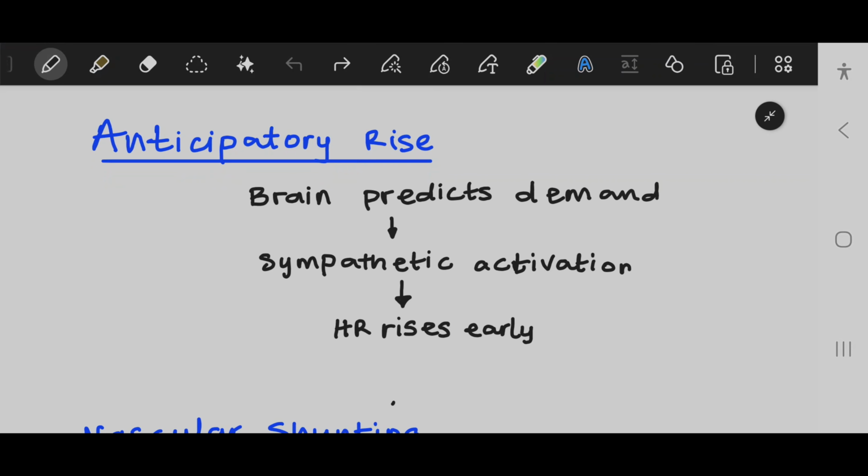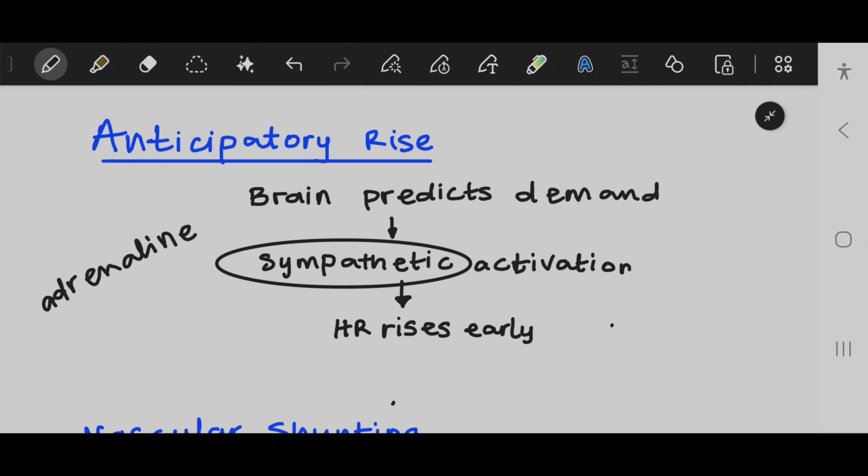This is a pre-exercise increase in heart rate, which is driven mainly by the sympathetic nervous system. Basically, this is your body getting ready for the exercise before you have even started exercising. And this is often linked to an increase in adrenaline and also just an increase in psychological arousal.